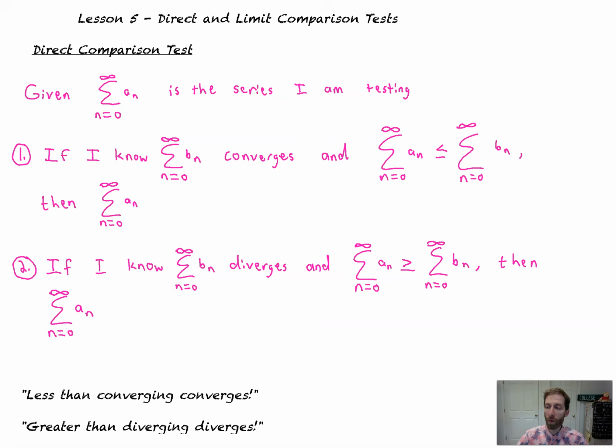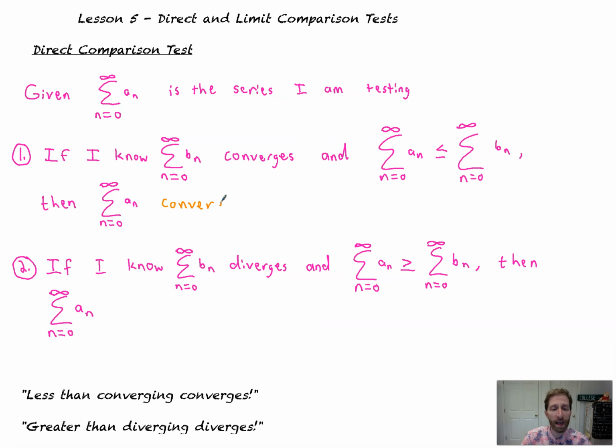Now, starting out, we're given some series, n equals 0 to infinity of a sub n, which is the series that I'm testing, or that you're testing. So we're going to go over the direct comparison test in this first video of the lesson. If I know that the series from n equals 0 to infinity of b sub n converges, and it compares well with a sub n, meaning the series that we are interested in is less than or equal to a series that we know converges, then the series that we're interested in converges too. And that makes a lot of sense if you think about it.